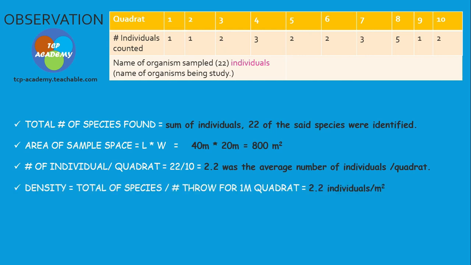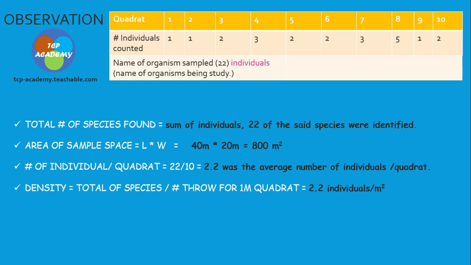Then we move on down to the density. How do we calculate density? It's the total of a species divided by the number of throws for a 1 meter quadrat. So the density here is the same as the mean, which equals 2.2 individuals per meter squared.